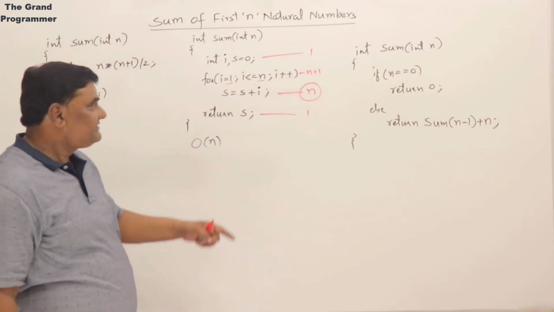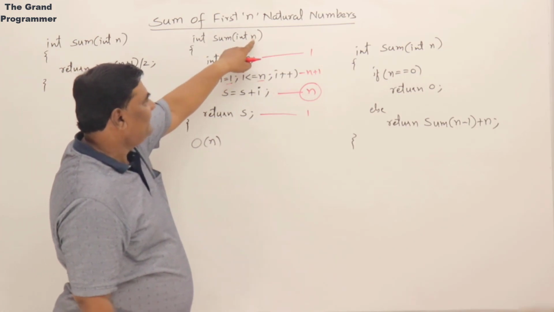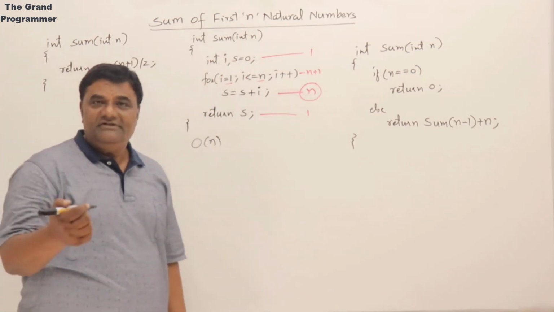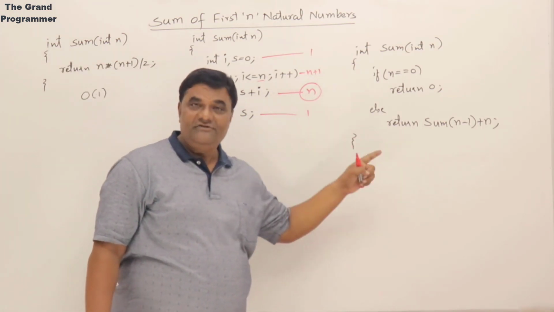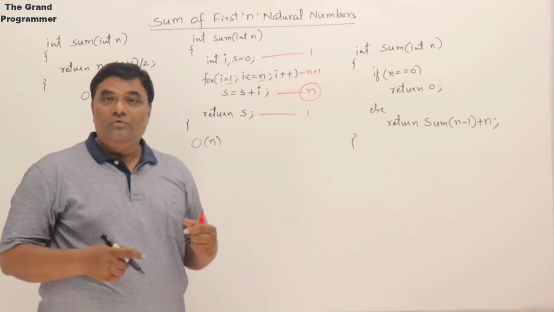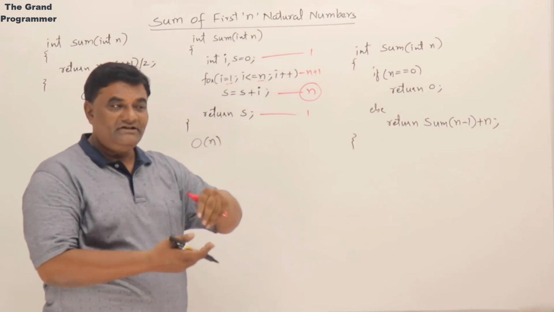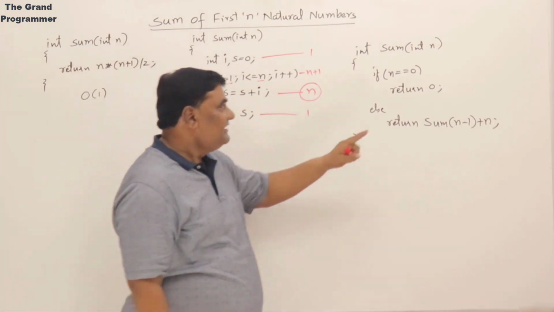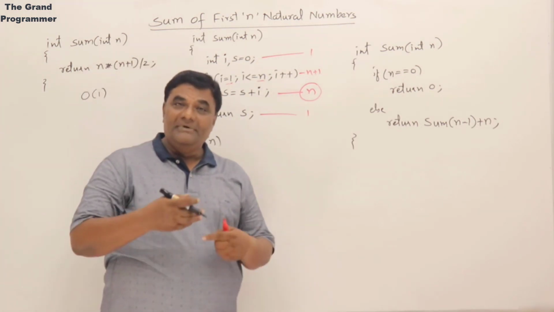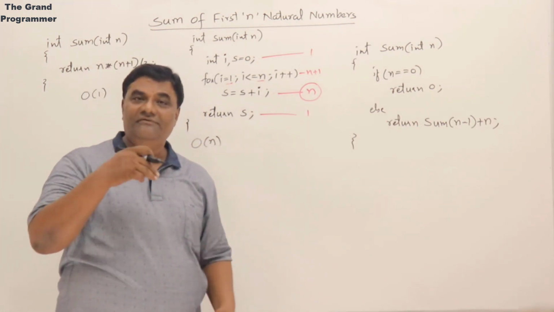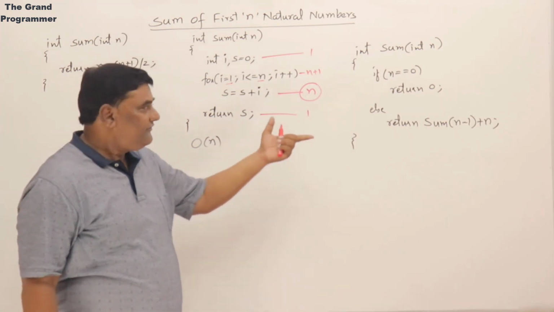And how much memory does it take? Just 3 variables are there, that is i, s and n, which is passed as a parameter. Only 3 variables. But what about the recursive function? A recursive function internally uses stack. Whatever the value of n we pass to it, it will make that many calls and create that many activation records. So it has just one variable n, but that n variable will be created many times, depending on the value that you are passing. So it takes more space, but the time will be order of n only.